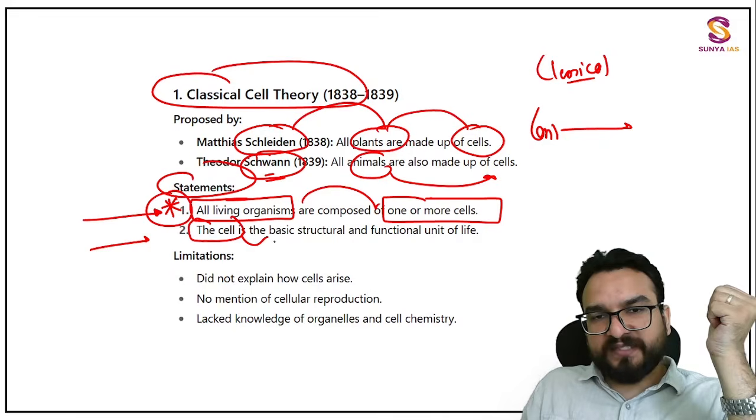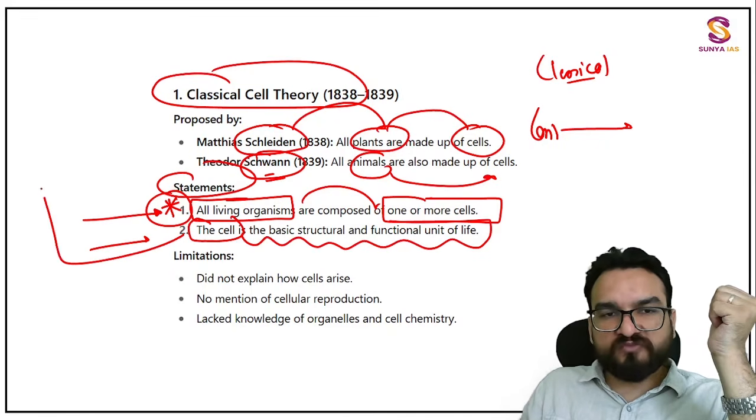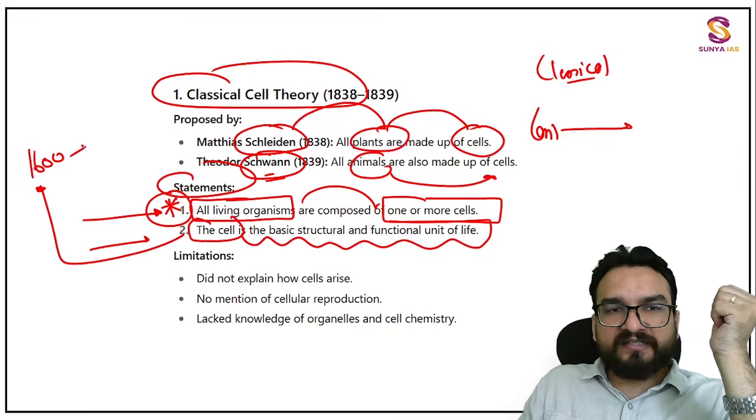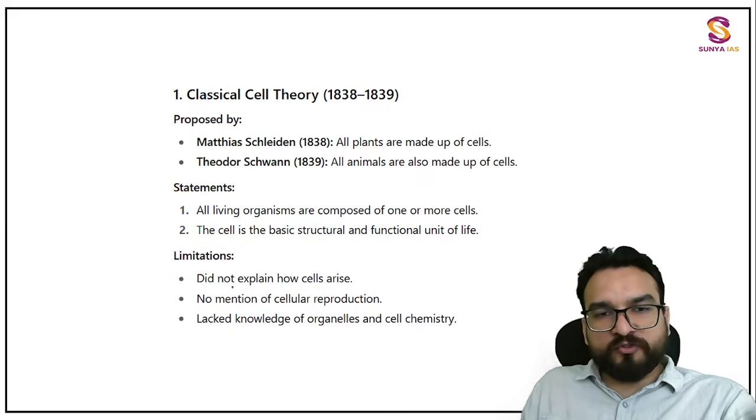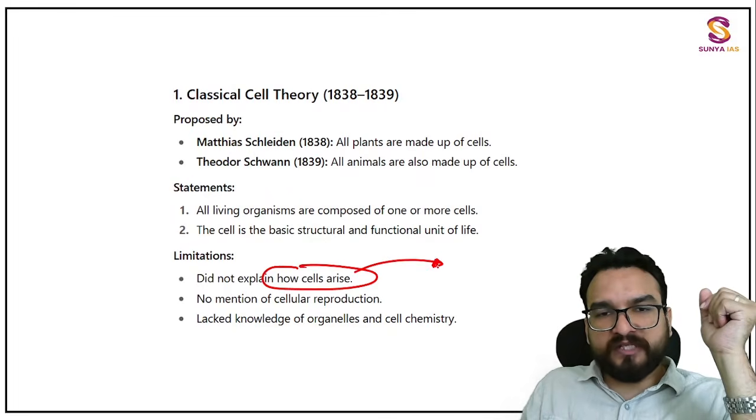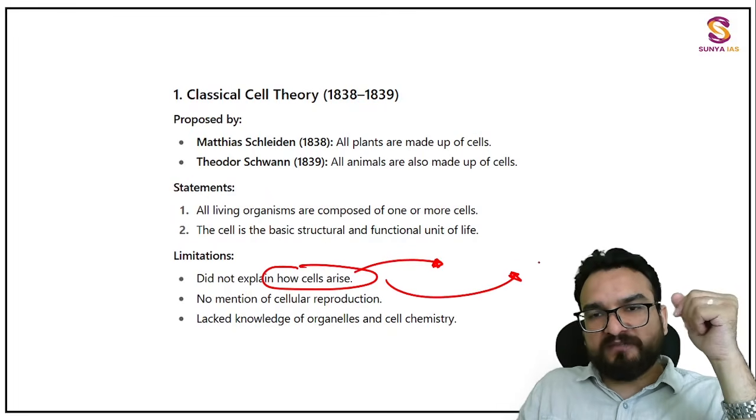Second, the cell is the basic structural and functional unit of life. This was already highlighted in the 1600s by Robert Hooke and Antonie van Leeuwenhoek. The limitation was that they could not explain how cells were originating, and this particular dilemma was resolved by Rudolf Virchow.